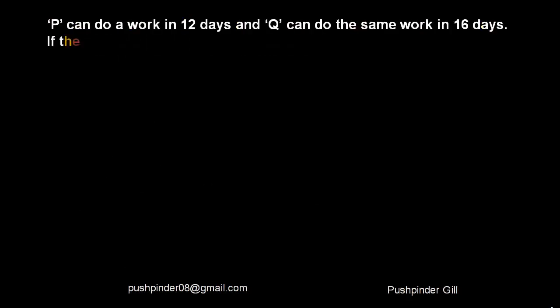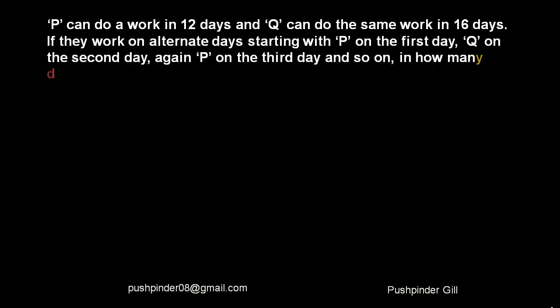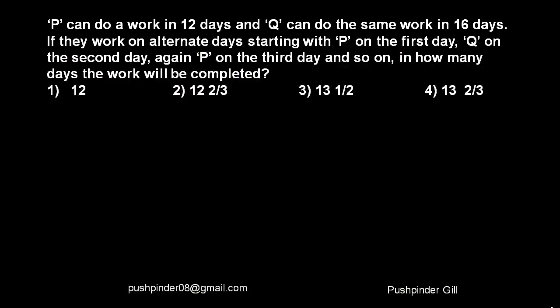Now in this question, P can do a work in 12 days and Q can do the same work in 16 days. So if they work on alternate days, starting with P on the first day, Q on the second day, and P on the third day again, in how many days will the work be completed?